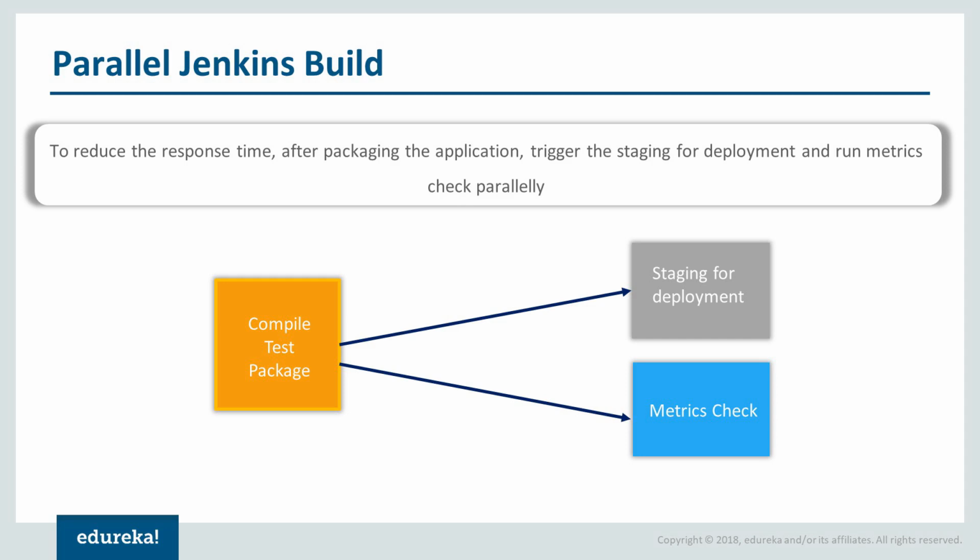And then the second trigger, simultaneously, would be for a metric check. So this will help you save time. This will help you save resources. And then you can do things in parallel in Jenkins.